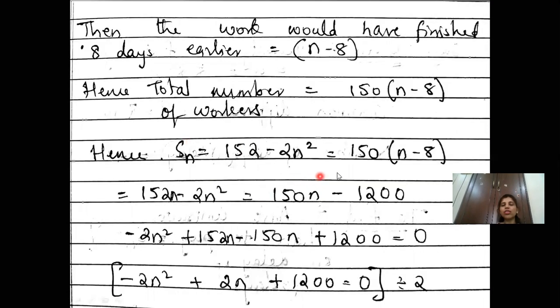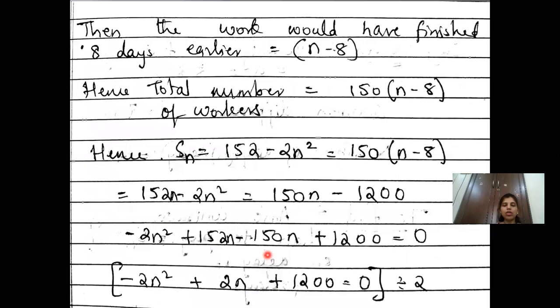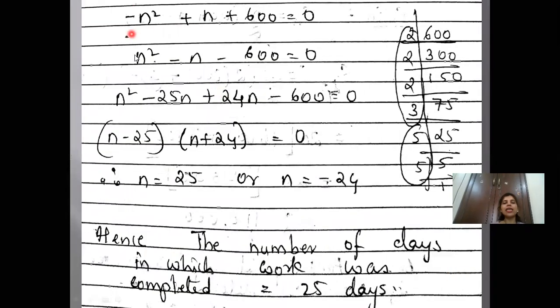So 152 minus 2n square is equal to 150 into n minus 8. And then we equate this, 150 into n minus 150 into 8 becomes 1200. So we get minus 2n square plus 152 minus 150n plus 1200 is equal to 0. Now as you can see, it is in the quadratic equation form. So as it is in the quadratic equation form, we'll change this negative sign and simplify it by dividing it with 2. So we got it as n square minus n minus 600 is equal to 0.